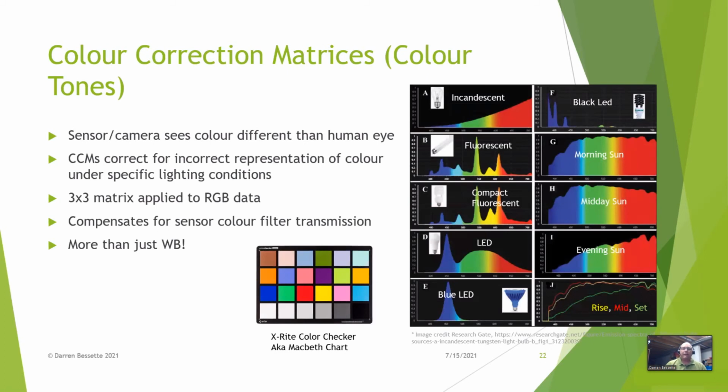One of the ways in which color is improved upon is through what they call a color correction matrix. Essentially, that's just a 3x3 matrix that is applied to the color data that helps improve its response depending on the lighting conditions.